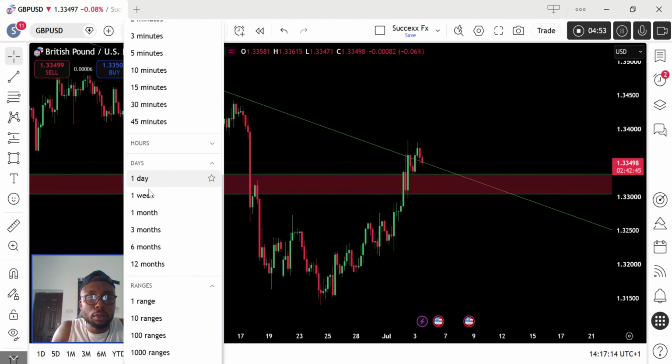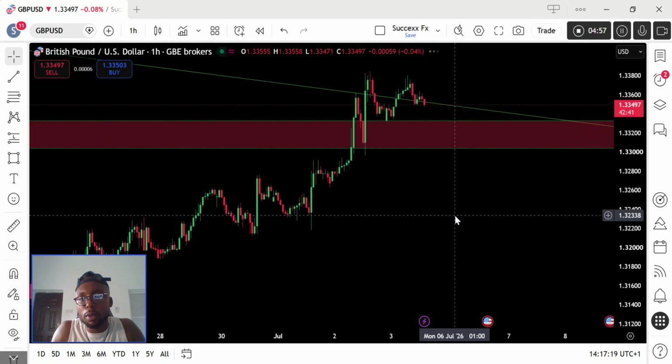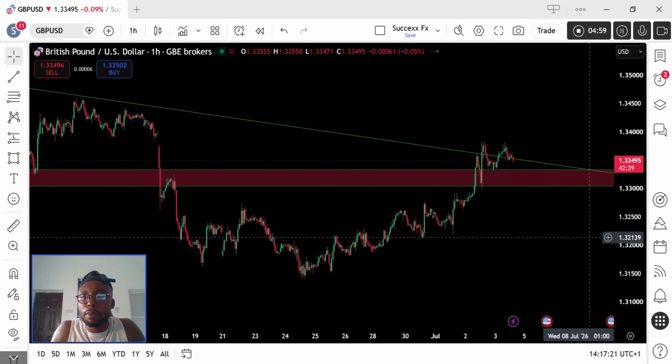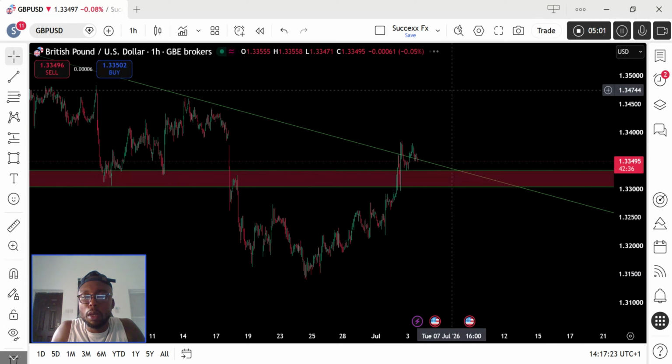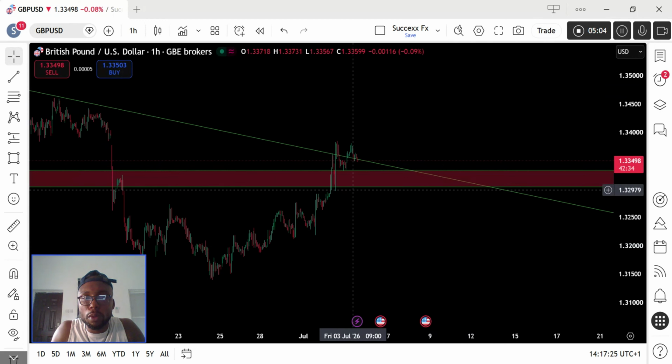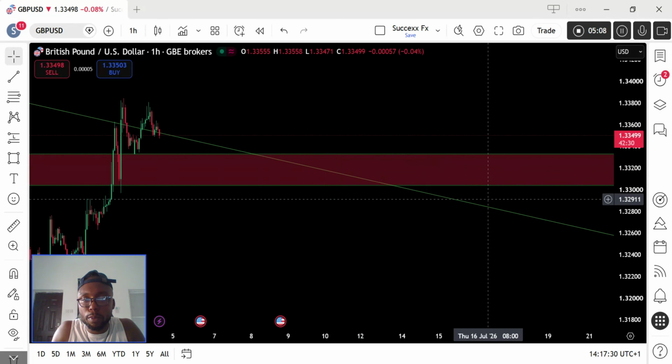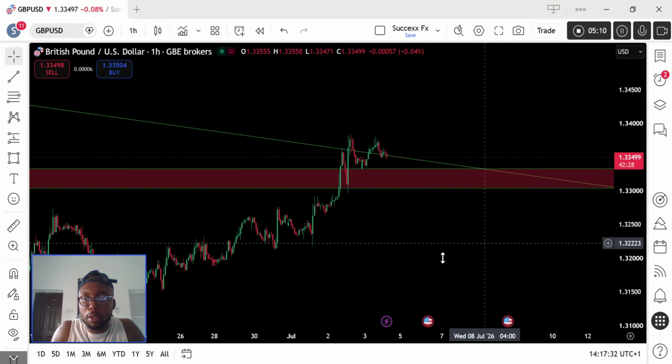So let's go down to the 1 hour. Let's go to the 1 hour time frame and see what's happening there. Okay. So we can see it's forming something like a double top. You see, this is quite tricky.